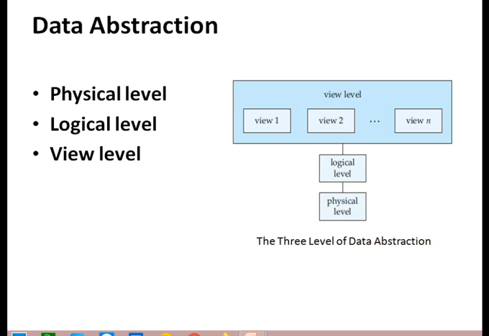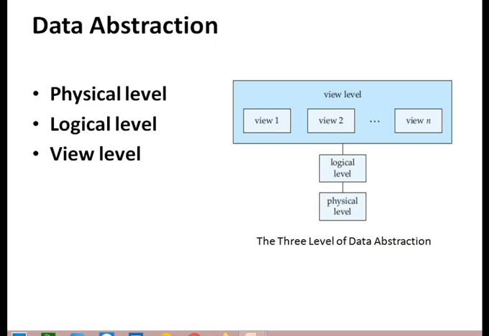Then next is your logical level. The next higher level of abstraction, that is the logical level, describes what data are stored in the database and the relationships among that data. The logical level describes the entire database in terms of a small number of simpler structures. Therefore, at the logical level, the database administrator, who must decide what information to keep in a database, uses the logical level of abstraction. Next is your view level.